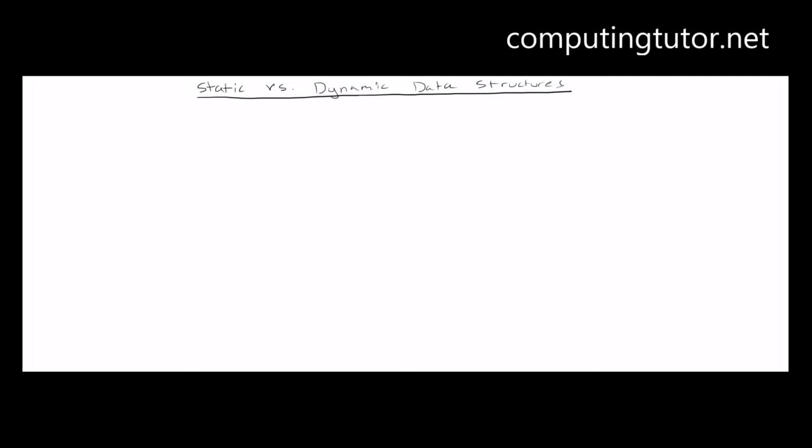Hi, and welcome to another video tutorial in which I'm going to be talking about the difference between a static and a dynamic data structure. So let's first of all go through what a dynamic data structure is, and then we'll look at static data structures. So what we've got with a dynamic data structure is a data structure that doesn't have a fixed size.